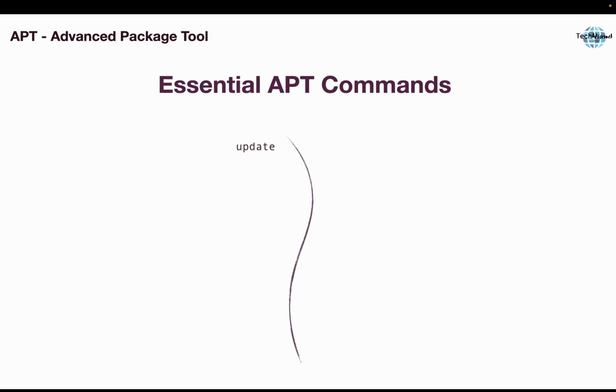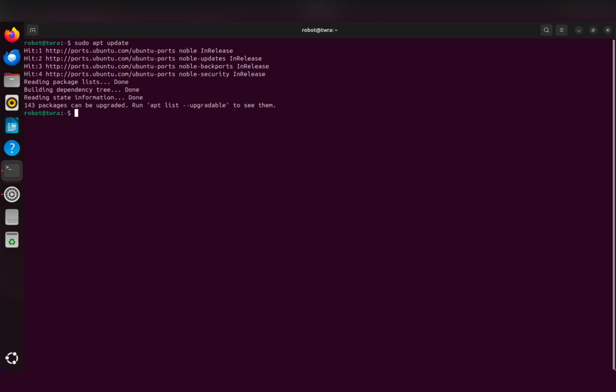First is update. So let's quickly run this command in a terminal. To do so, open up your terminal and then type sudo apt update, and here we go. The apt update command simply updates the local package index with the latest information from repositories. Its purpose is to ensure that the package manager is aware of the latest software versions and its dependencies.